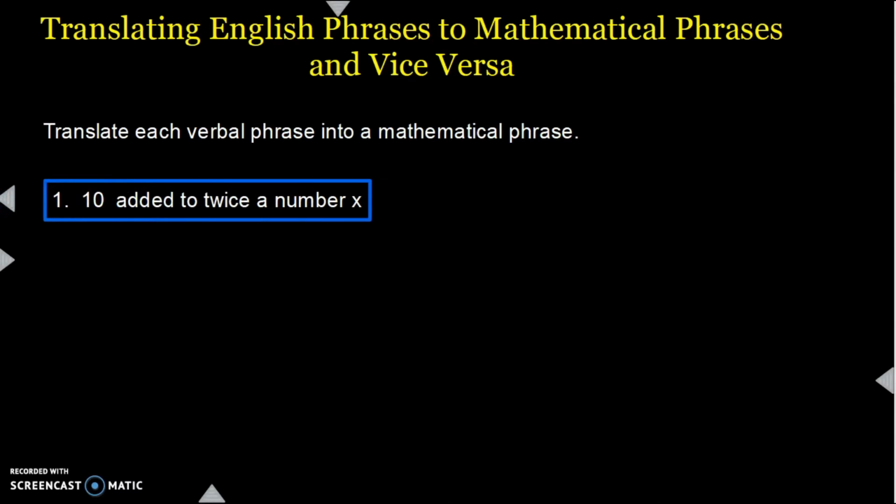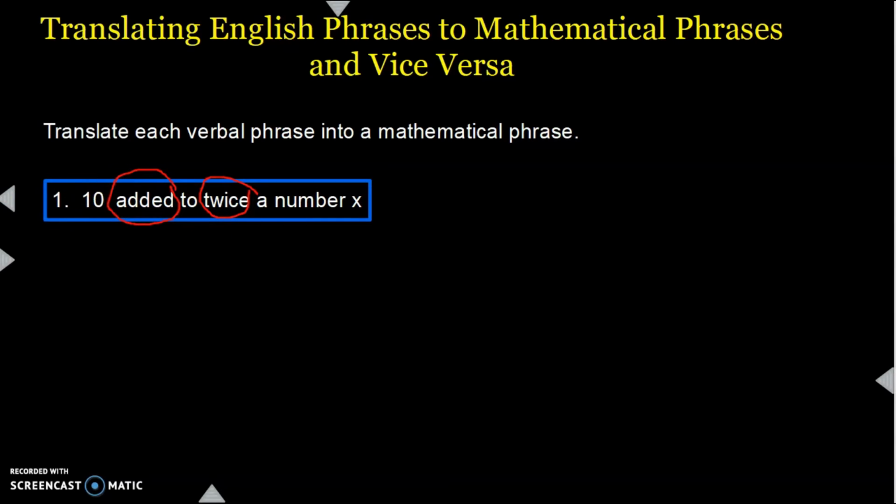The first one is 10 added to twice a number x. Okay? 10 added to twice a number x. Very important na alam natin kung ano yung keyword. So, we have added to or added and then twice. So we know that added is used in addition and twice is used in multiplication. Okay? So what are we going to do here? Since the keywords are added and twice, that means we are going to do multiplication and addition.